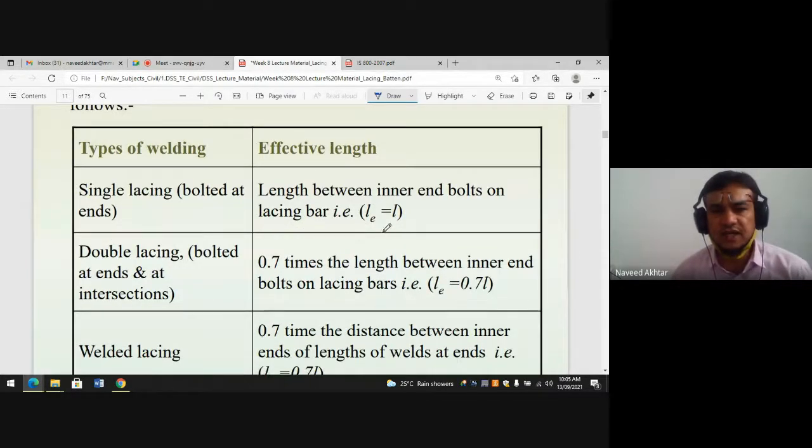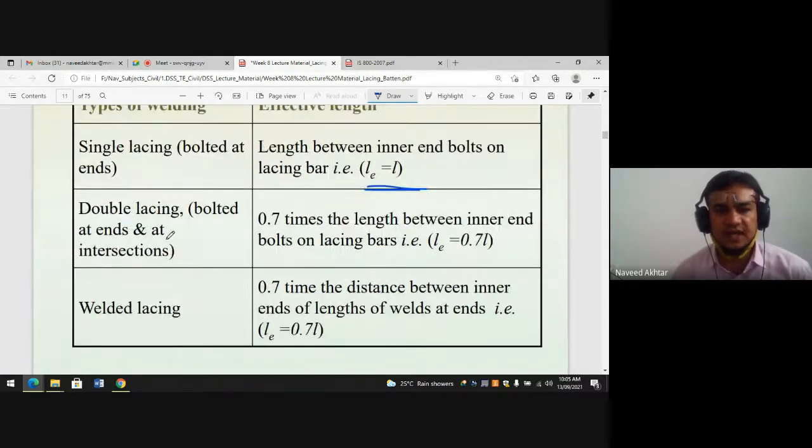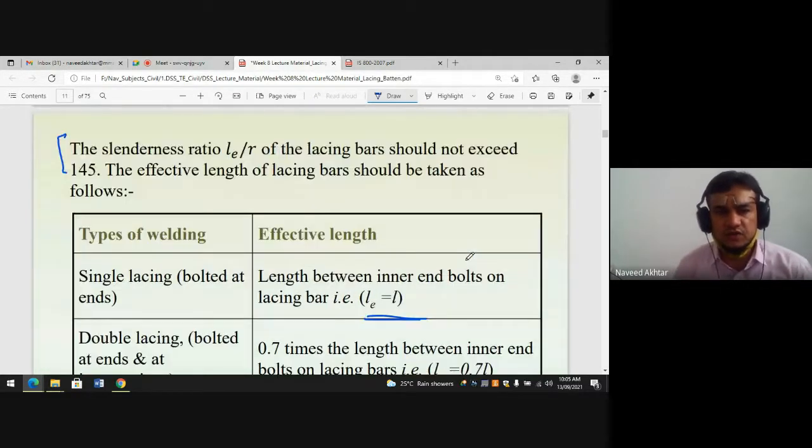Okay, so here you can see that in the single lacing system, the length between inner bolts on the lacing bar, LE, is equal to L. In the double lacing system, if bolted at ends at the intersection, LE will be 0.7 times L. So this slenderness ratio generally depends on this. We know that slenderness ratio lambda is nothing but LE upon R, and LE is nothing but K into L.